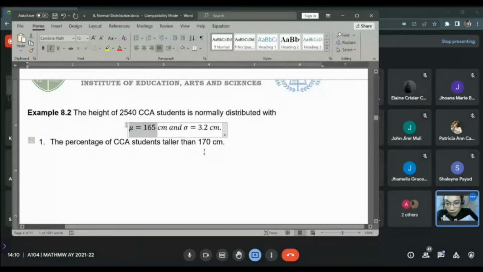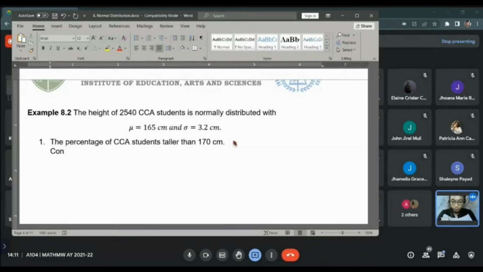But what we have here is 170 centimeters. How can we find the percentage then? I'll show you the step-by-step process. First is the conversion, the conversion of the raw score into the z-score.